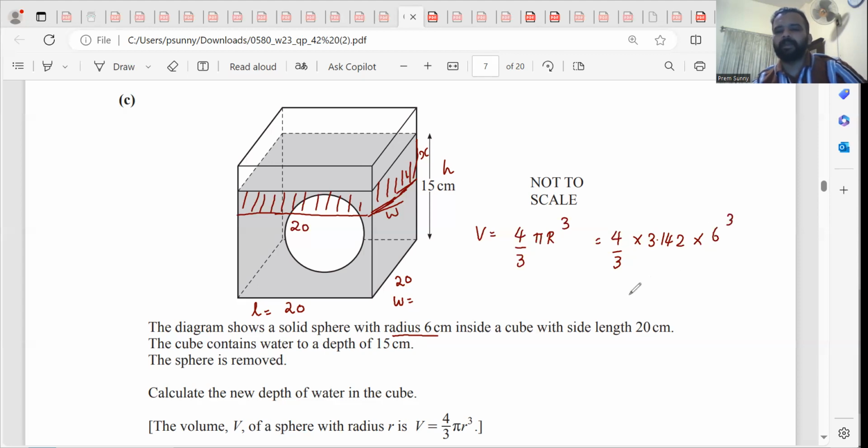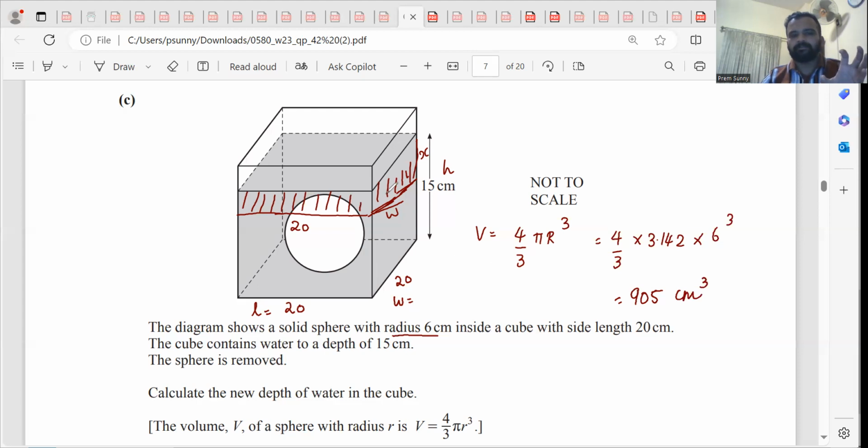So 6 cube. When we put this in the calculator, 4 into 3.142 into 6 cube will give me 2714.688. The whole thing divided by 3, I'll get 904.896. Approximately, I'll take it as 905. So I get the volume of the sphere as 905 centimeter cube. Now, when we remove this sphere, this same volume is being decreased from the tank.